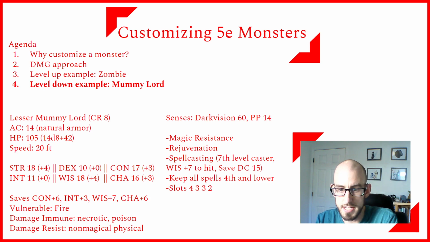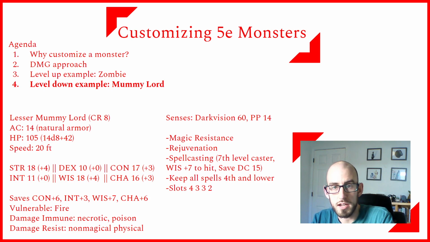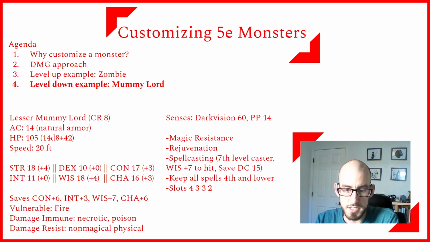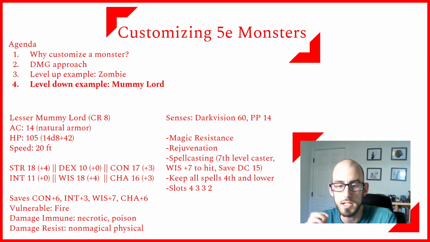So 18 strength, 10 dex, 17 constitution, 11 intelligence, 18 wisdom, and 16 charisma. With our proficiency bonus of +3, we are proficient in constitution, intelligence, wisdom, and charisma saving throws, giving us the bonuses you can see. We're going to keep the fire vulnerability, and we're still going to be immune to necrotic and poison damage, but I have changed the immunity to non-magical physical damage, so that's bludgeoning, piercing, and slashing, to resistance instead. We still have darkvision and the passive perception, and we're going to keep the magic resistance feature and the rejuvenation feature the same.